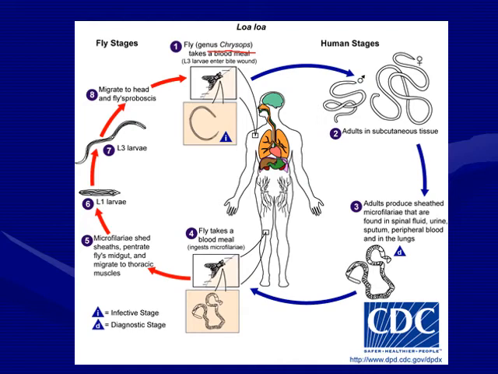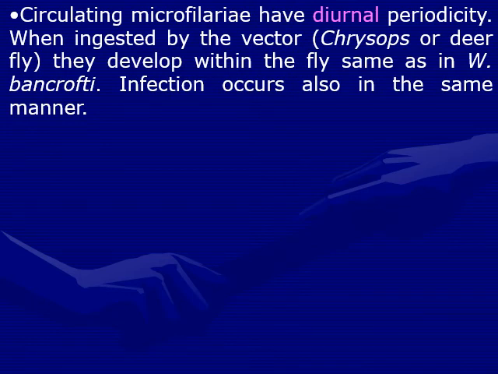The female only is blood-sucking, and when it sucks blood with the microfilaria, we have then the development to first stage, second stage, third stage larva, the same as in Wuchereria bancrofti, and the adults here, as we know, are present in the subcutaneous tissue, giving birth to microfilariae which pass into the circulation. Circulating microfilariae have diurnal periodicity. When ingested by the vector, which is Chrysops or deer fly, they develop within the fly the same as in Wuchereria bancrofti, and infection occurs also in the same manner.